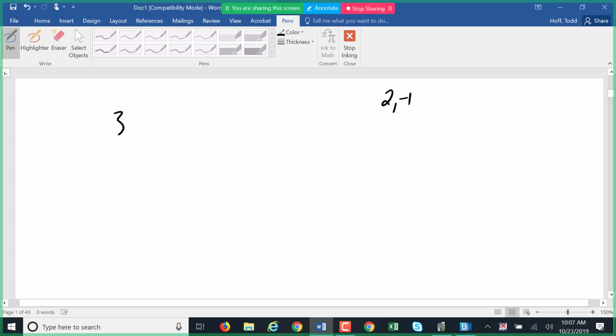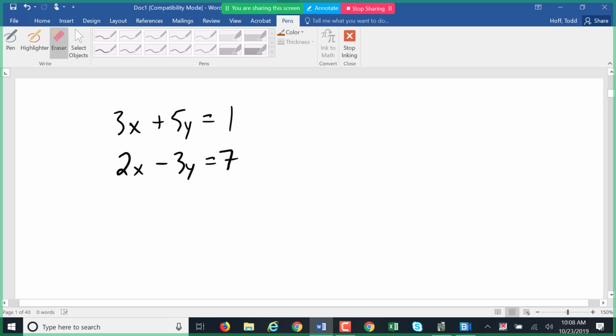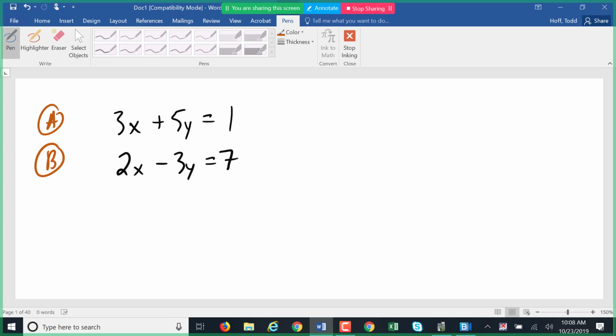So I might have a system like 3x plus 5y equals 1, and 2x minus 3y equals 7. Once again, for ease of reference, I'm going to label them equations A and B. Right now, if I added those equations together, nothing is going to be eliminated. Nothing's going to disappear or cancel out. So we have to force the issue.